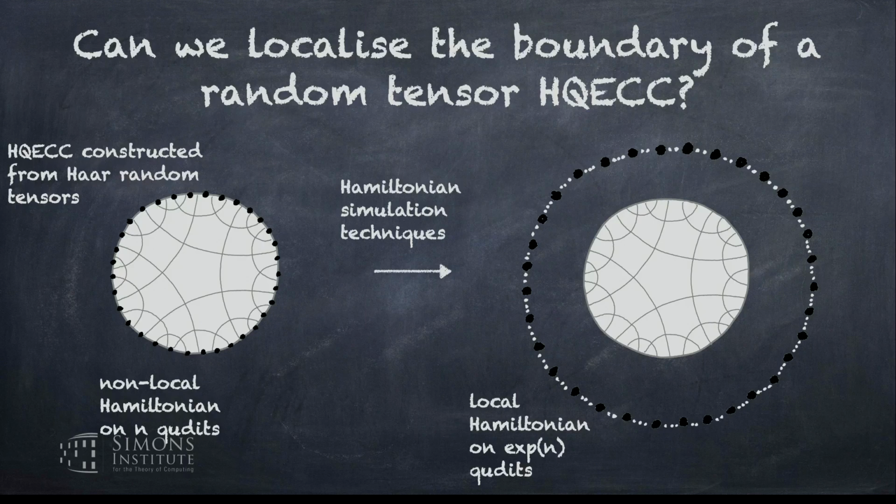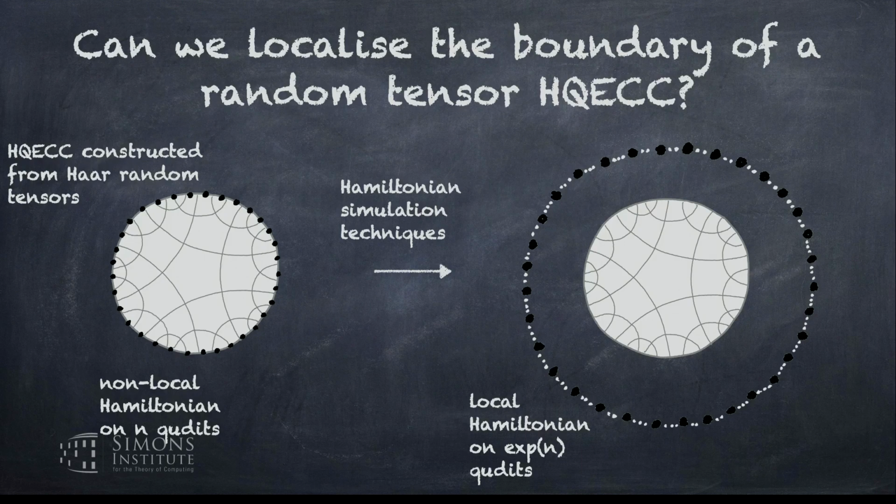But then we can use Hamiltonian simulation techniques to simulate this non-local boundary Hamiltonian with a local Hamiltonian. And this does work. You can do this. But what you find if you do this is that the local Hamiltonian on the boundary is acting on exponentially many qubits, or qudits, because this is high dimensional, compared to the original boundary Hamiltonian. So this is kind of unsatisfying. Where is the exponential coming from?